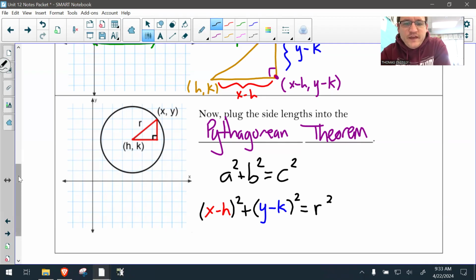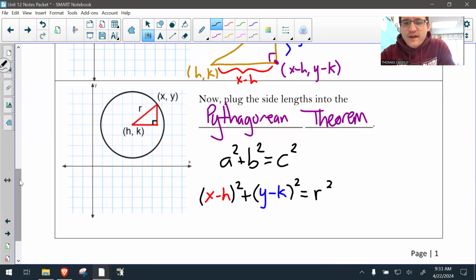All right. And that thing right there, that is the equation of a circle. Remember, the definition of a circle is all the points that are a set distance away from a center point. So what we can do is use this formula to figure out every single point that is r units away from the center of the circle.